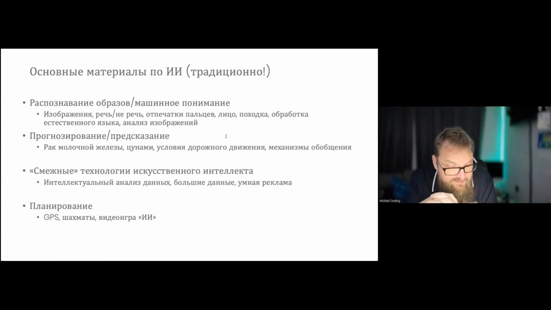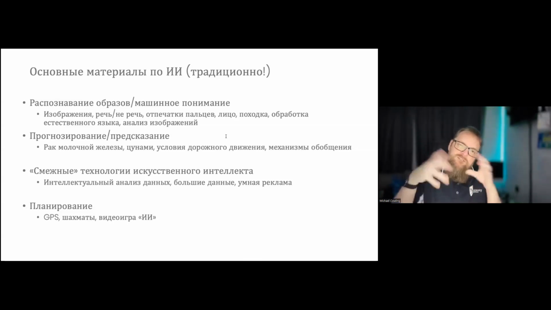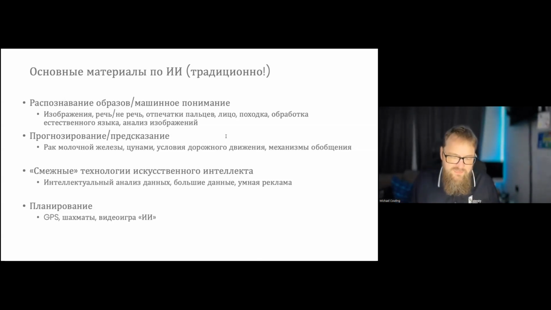We also have AI adjacent technologies that often get lumped in with AI but are not really AI. Things like data mining or big data, smart advertising. As an AI person, I wouldn't call them AI, but they often get lumped in. And then we do also have other technologies that are really traditional AI, like planning systems, which actually existed before neural networks, like chess playing systems, or what video games call AI.